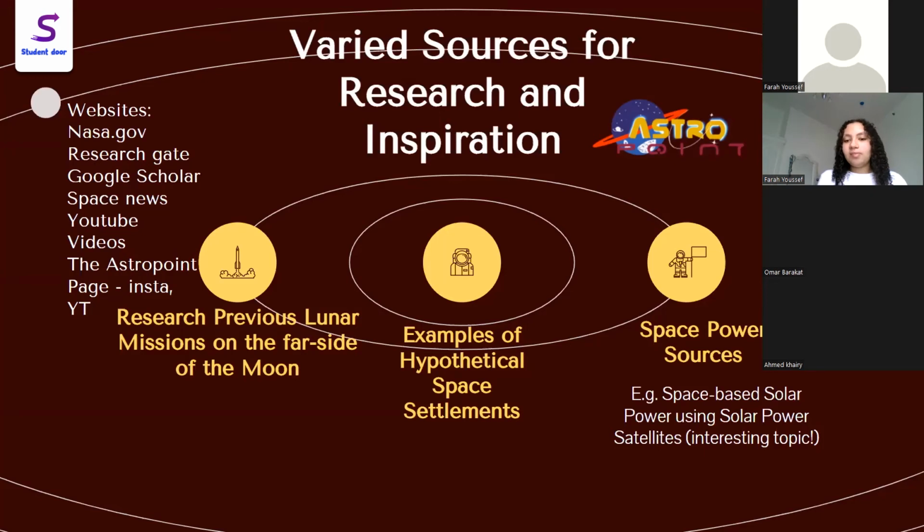And then you have to look at the space power sources because these are the main things that are going to power the whole settlement.